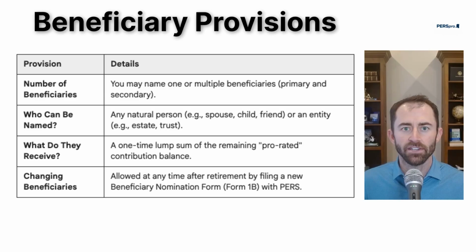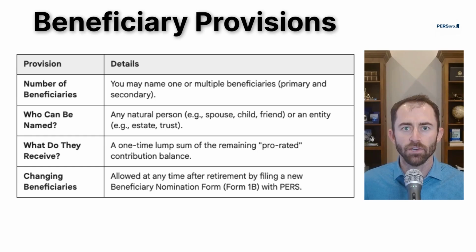How many beneficiaries can you have? You can name one or multiple beneficiaries under option 1. Who can be named as a beneficiary? You can name a natural person, like a spouse and/or child, or even an entity like an estate or trust under option 1. What do your beneficiaries get? Under option 1, your beneficiary or beneficiaries get a one-time lump sum of the remaining prorated account balance, if any exists at the time of your death.